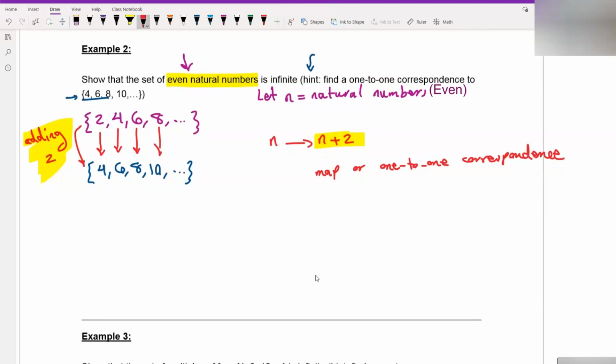So we've completed that part. But what if it was asking to show that the set of odd natural numbers is infinite?